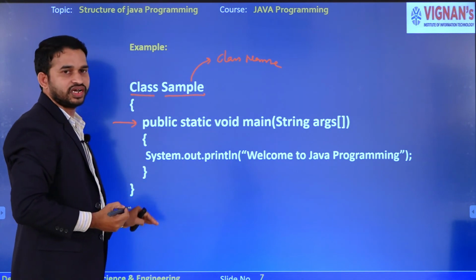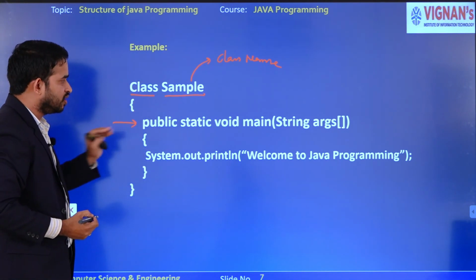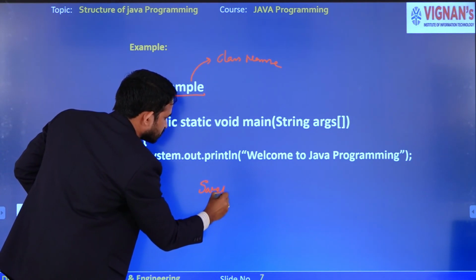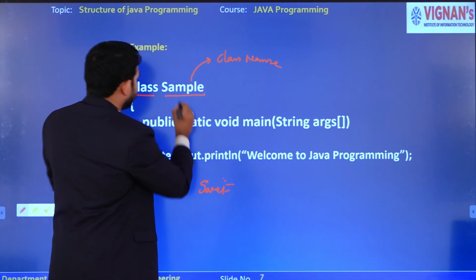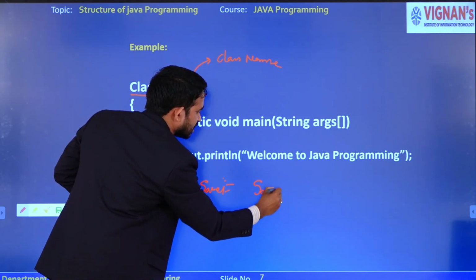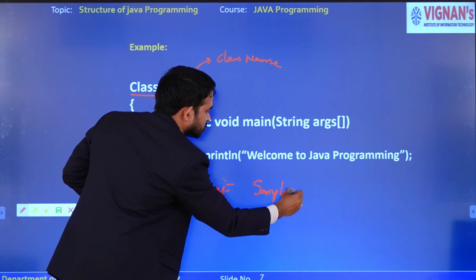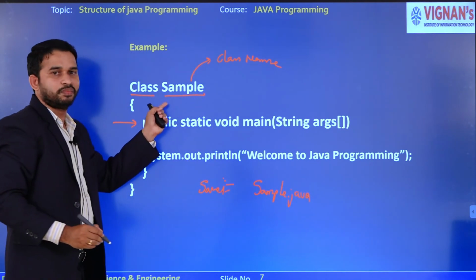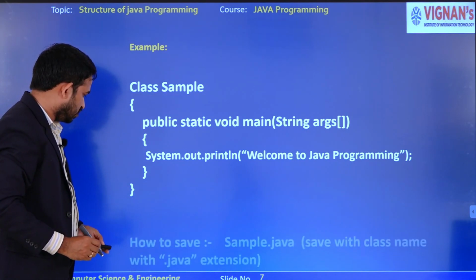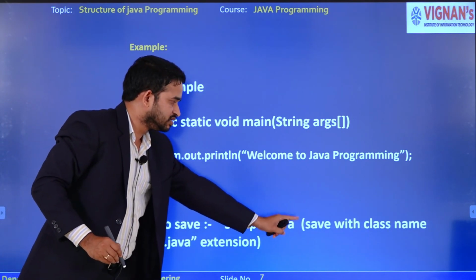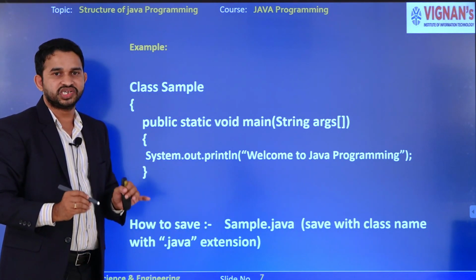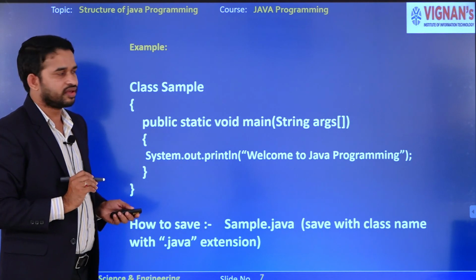So how to save this file? After completing this entire code, we have to save. For saving purposes, we have to use filename.java. What is the file name? Sample. So save it as Sample.java. So in this way we have to save our program. So this is a simple program, right? Here, how to save? Sample.java. Save it with the class name and the .java extension. So this is a simple Java programming structure. Okay, thank you.